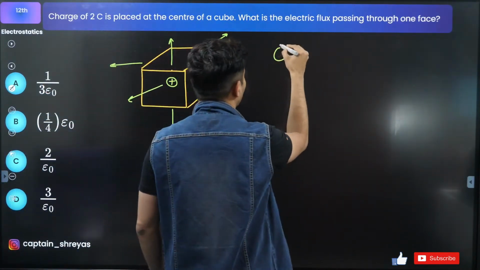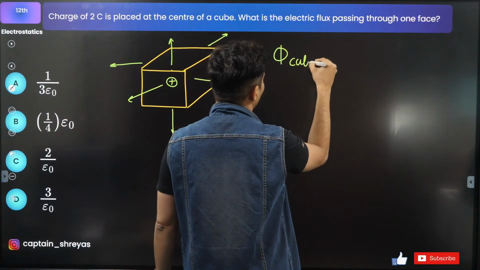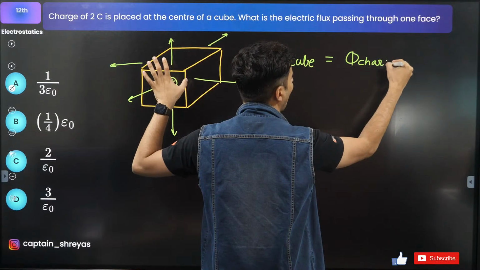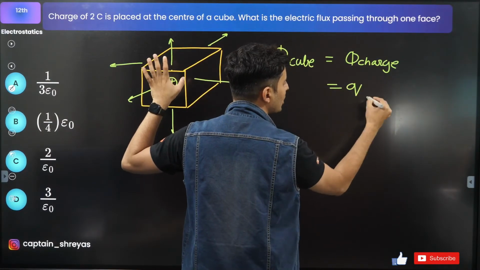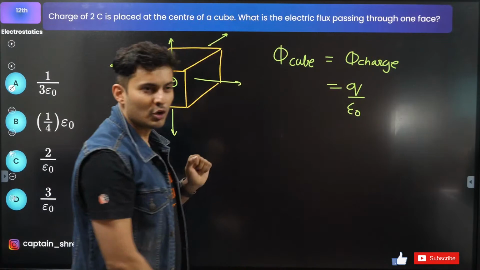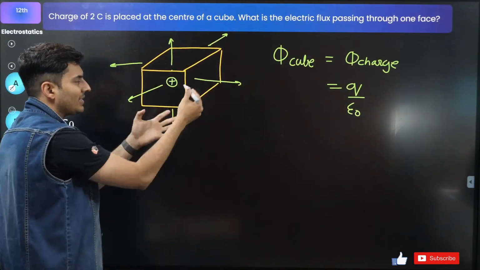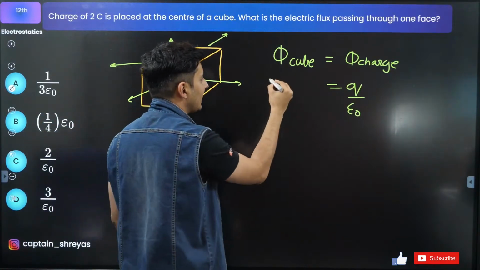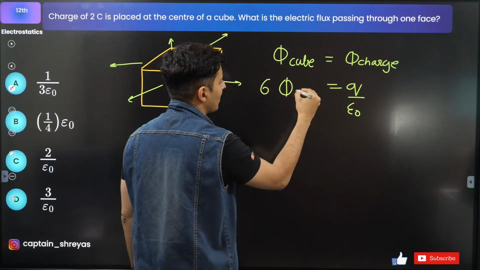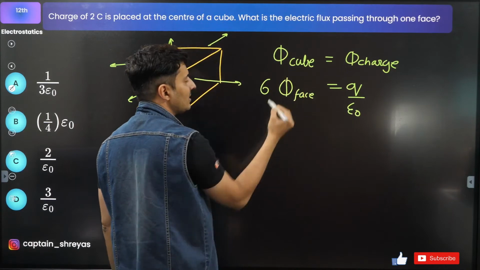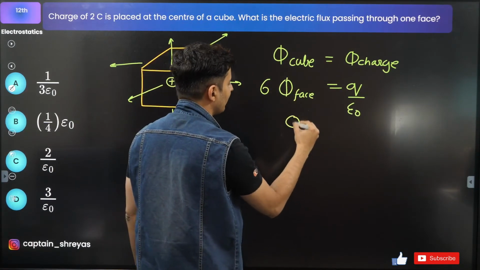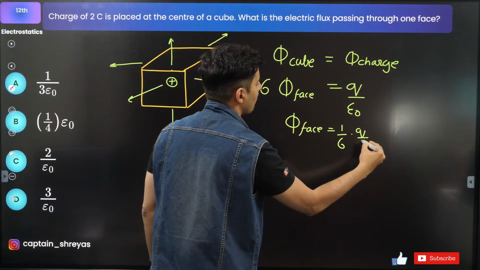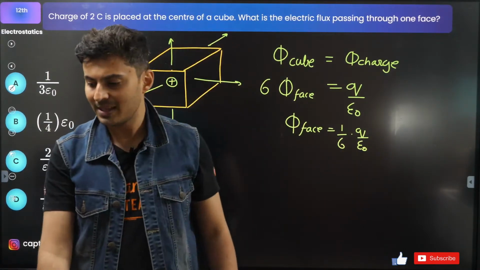So what is the total flux of that entire cube? It is the flux because of a charge. How much is it? It is always going to be Q by epsilon naught. And each face has the same flux, whether it's on the top, bottom, front or back. There are 6 faces, so flux through each face into 6 is the total flux. Hence the flux through any one face is 1/6 of Q by epsilon naught. That should be the answer.